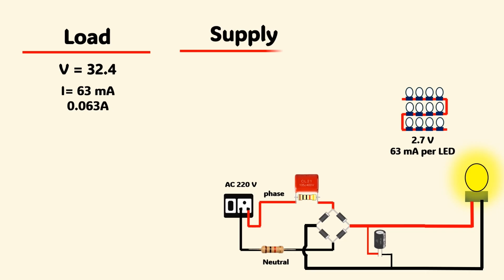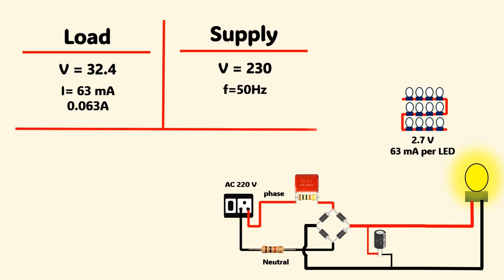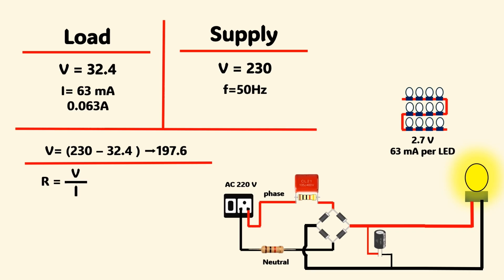Our supply line voltage is 230 volts, and frequency is 50 Hz. Here my supply voltage is 230, but the load needs only 32.4 volts, so the drop is 197.6 volts. Now I need a resistor that can supply 63 milliampere current and drop 197.6 volts. The formula for determining the value of resistor is R equals V divided by I. After the calculation, the answer came 3,136 ohms.